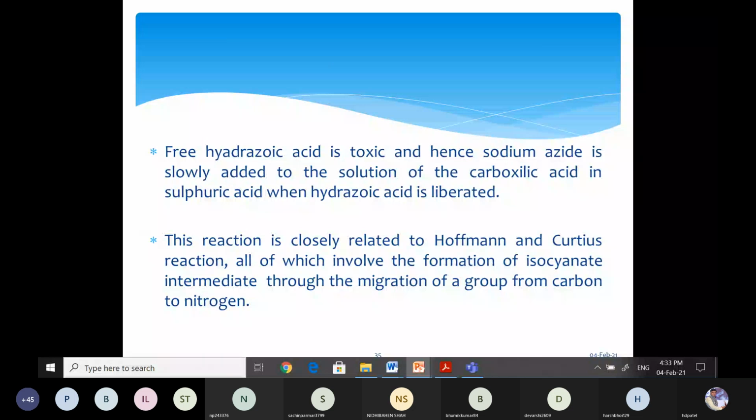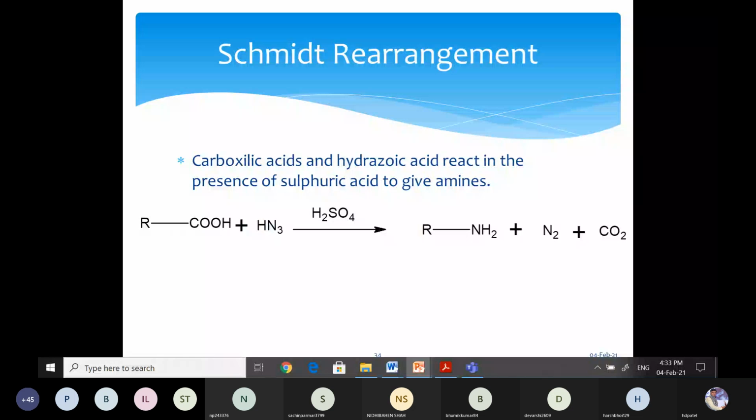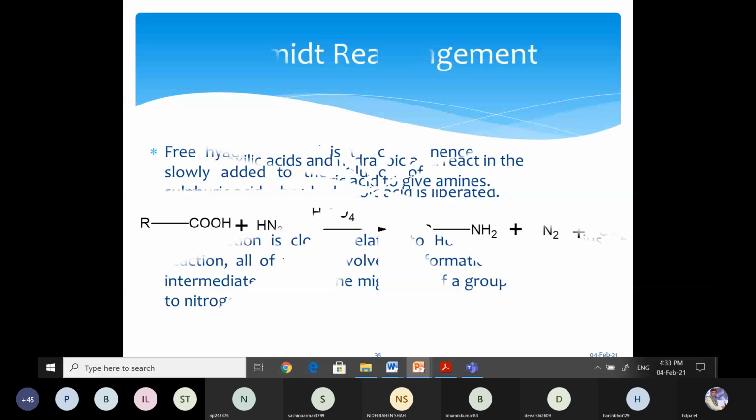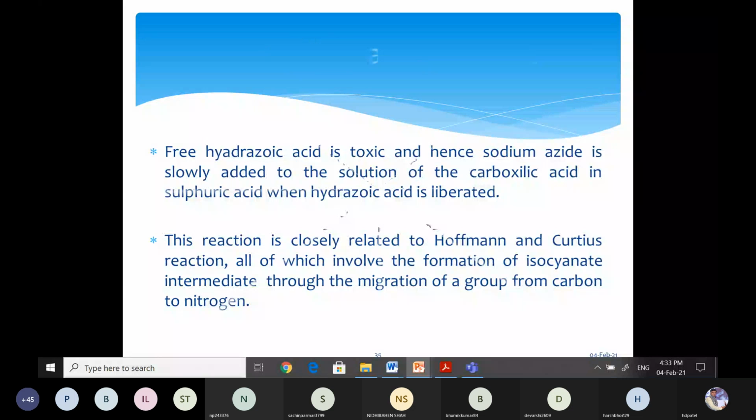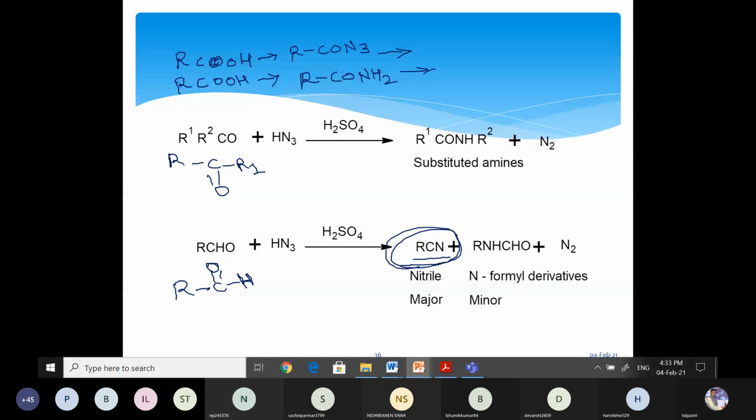So if you have an acid, then we will get amine, as I said. Now instead of an acid, if you have a ketone, RC double bond O R1, HN3 will convert it into RC double bond O NHR2. That is called a substituted amide. If you have an aldehyde, then by treatment with HN3 we will get a nitrile. It means with the support of this Schmidt reaction, we can prepare different types of compounds.